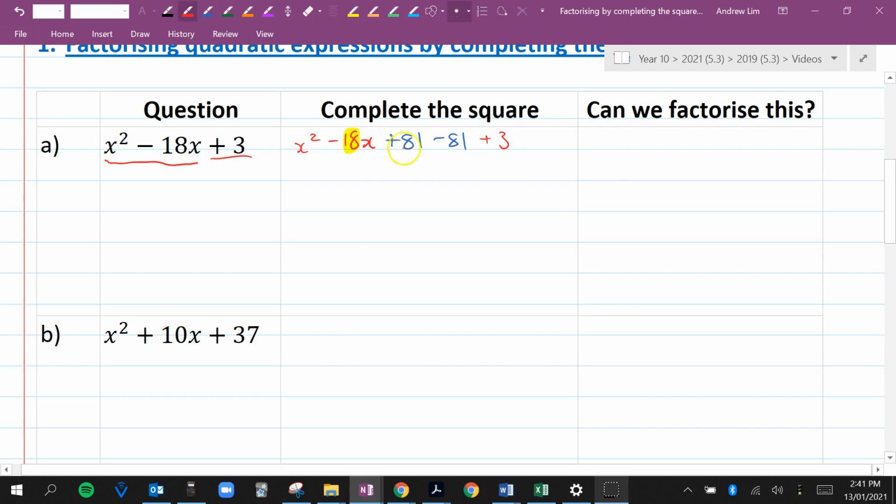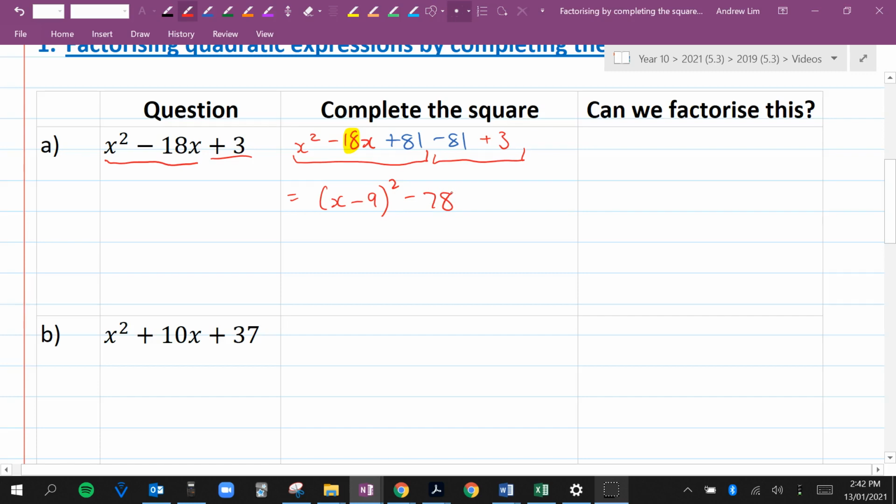Okay, so if we have a look at this, they cancel each other out. It's exactly the same question. But the reason I'm doing this is because I want to create a perfect square, which is what I have done. This is now a perfect square, which is x minus 9 all squared, because half of minus 18 is minus 9. But what about this bit? Well, minus 81 plus 3 is minus 78.